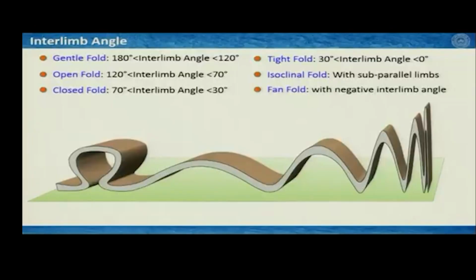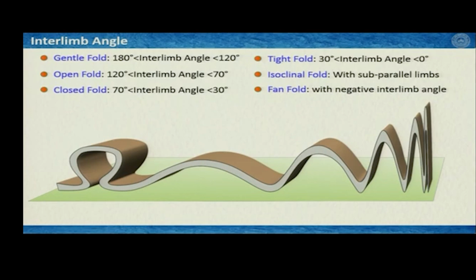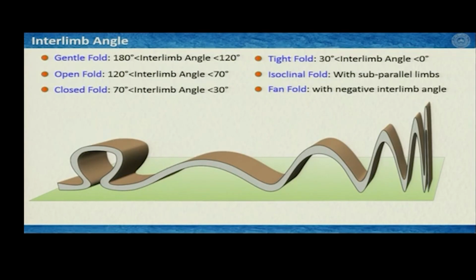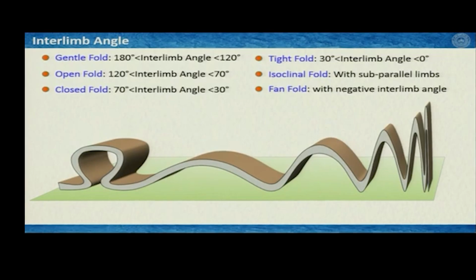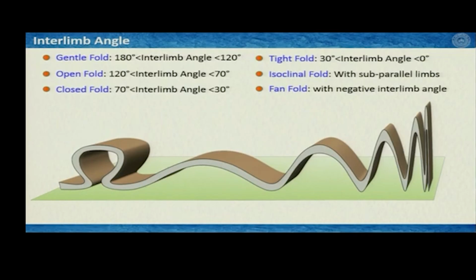Now, based on interlimb angle, we classify the folds as gentle fold, open fold, closed fold, tight fold, isoclinal fold and fan fold. The classification is based on how much the interlimb angle is. If the interlimb angle is from 180 degrees to 120 degrees, then it is a gentle fold. If it is between 120 degrees to 70 degrees, then it is an open fold. We assign a fold as a closed fold if the interlimb angle is between 70 degrees to 30 degrees. A tight fold is where the interlimb angle is 30 degrees to 0 degrees or sub-zero.